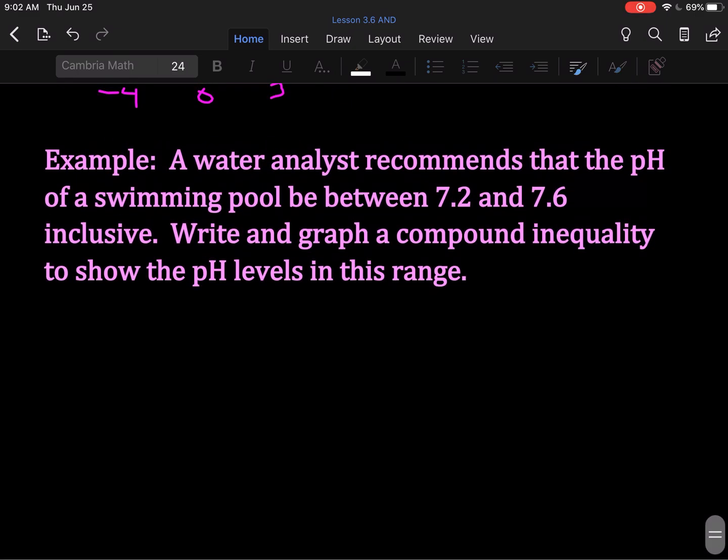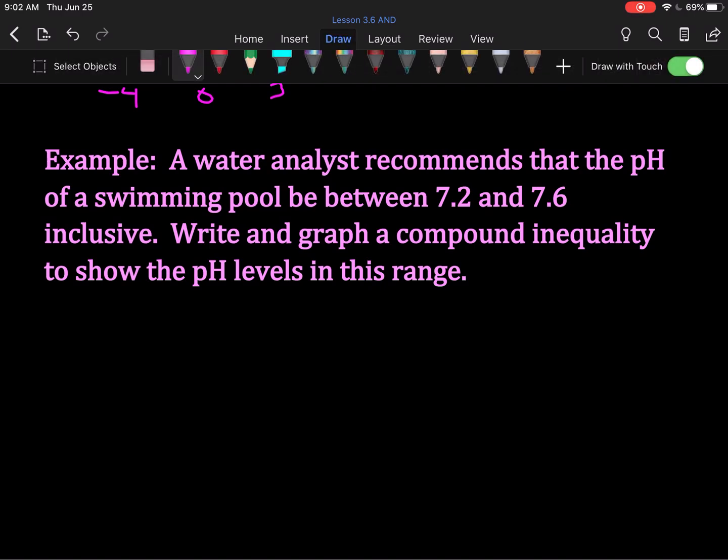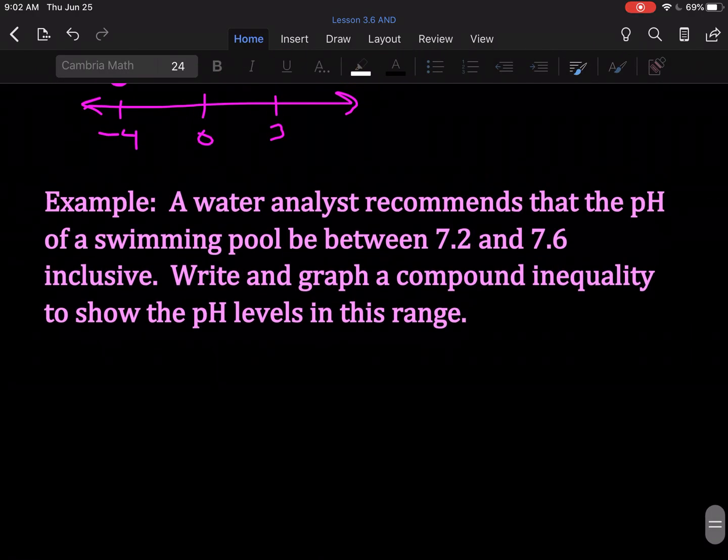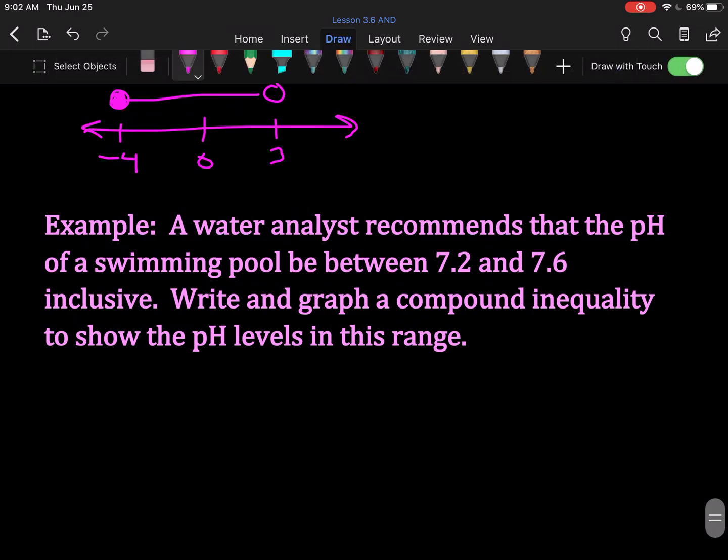Word problem. A water analyst recommends that the pH of a swimming pool be between 7.2 and 7.6, inclusive. Inclusive just means those numbers are included. Write and graph a compound inequality to show pH levels in this range. Okay. Well, we know 7.2 is the lower limit, 7.6 is the upper limit. They are included. Included means "or equal to." So there's our written inequality.